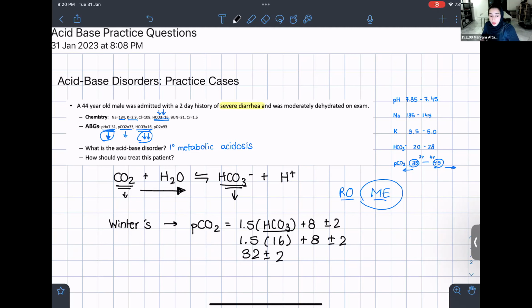So what that's telling us is if the compensation is within this range, that means it's appropriate. That means there's no secondary acid-base disorder. Okay, so this makes sense. Is 32 within the range of normal compensation? Yes. Amazing. So we know that this is only a primary metabolic acidosis, right? There's no secondary disorder.